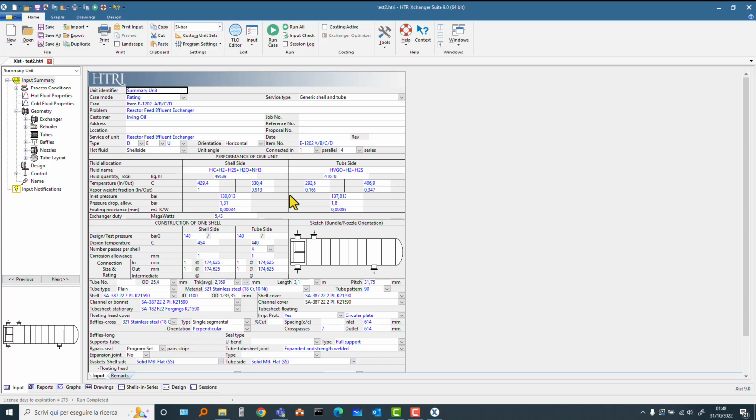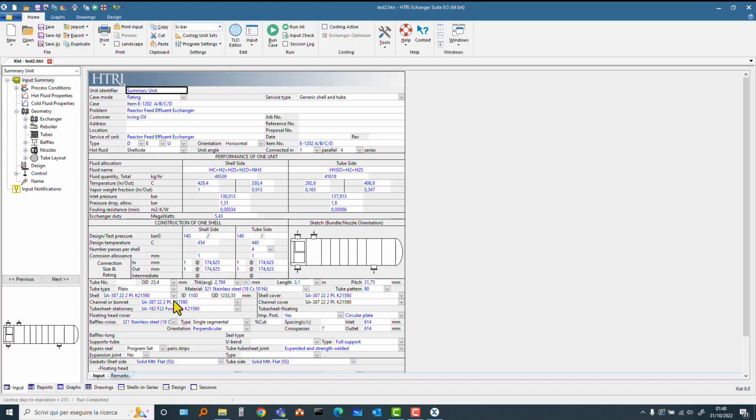We have to note that the pressure is rather high. The inlet pressure here is 130, outlet pressure is 137. Then, other characteristics of this unit: it is a 4-pass unit, and a U-tube, of course. It is a 4-pass unit.